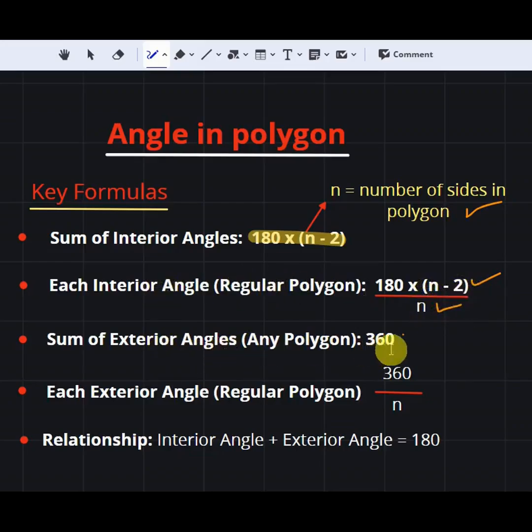The third one is that the sum of the exterior angles outside the polygon is equal to 360 degrees. I can find the size of each exterior angle by dividing 360 by n, which represents the number of sides. And the last one is that interior plus exterior angle is equal to 180 degrees.